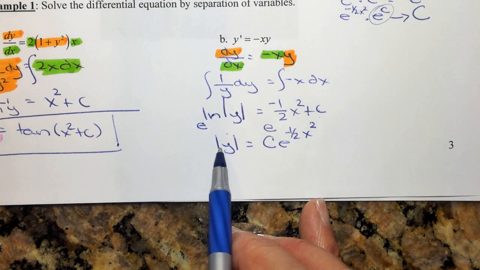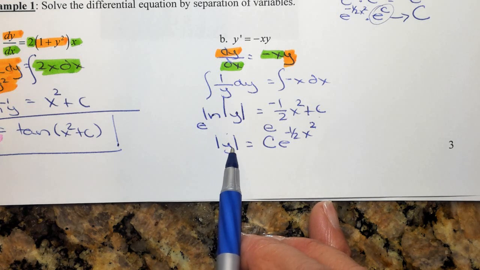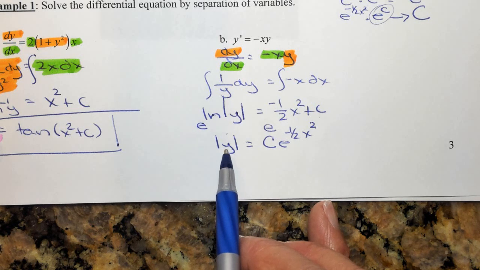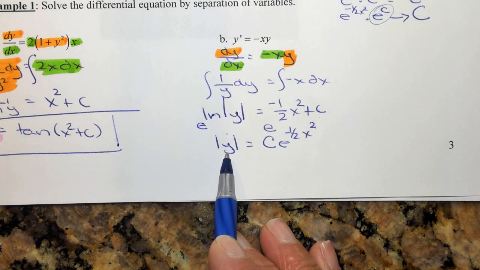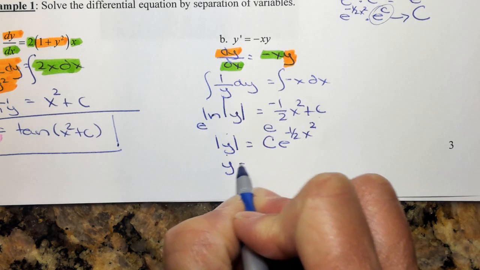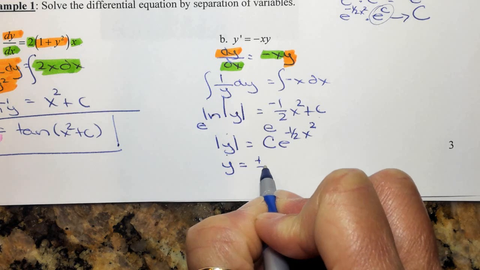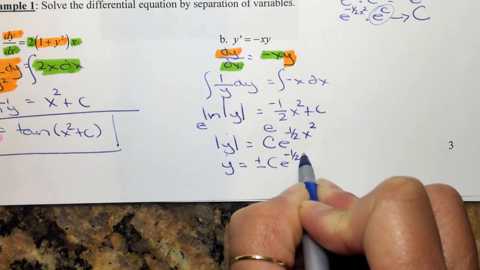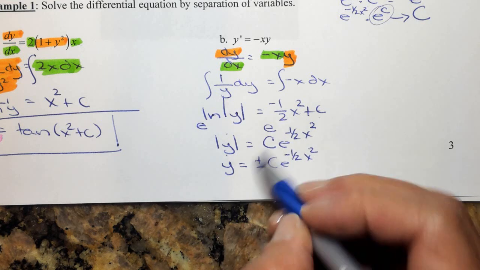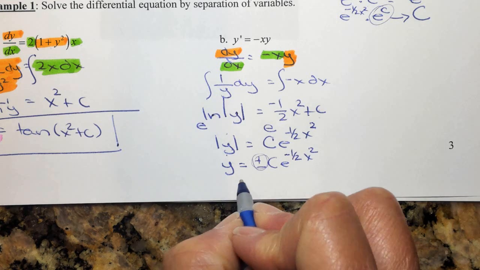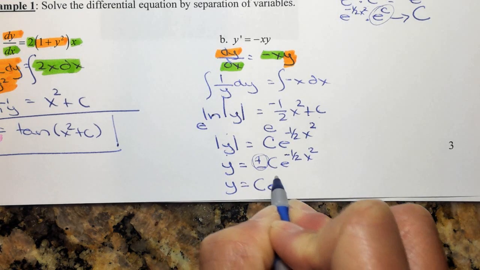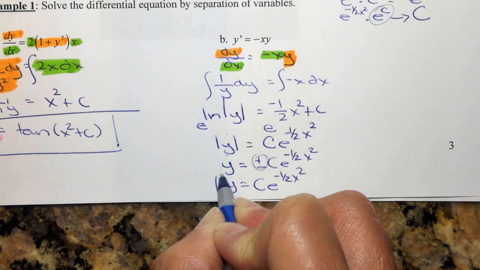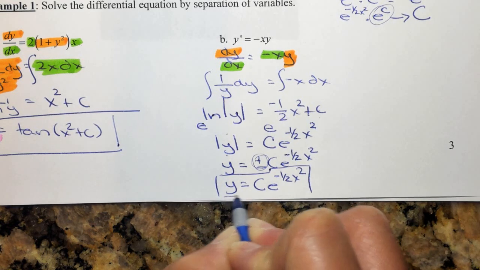Now what we have to consider here is the absolute value. If we do that, we're saying that this could be positive or negative. And when you're taking the absolute value, it would then be positive. So what we're saying is that y could be equal to either plus or minus c e to the negative 1/2 x squared. However, when you're taking the absolute value, this goes away, because c could be negative or c could be positive. So y is equal to c e to the negative 1/2 x squared. This is your explicit answer right here.